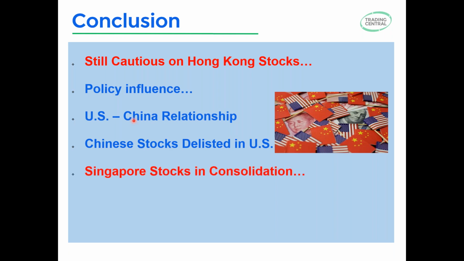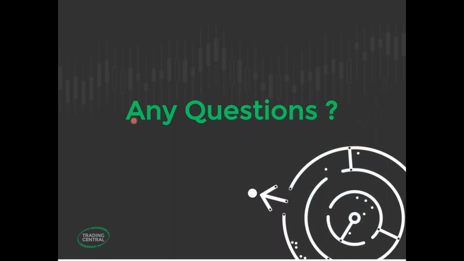Singapore stocks, as you can see, we have to see them return to the previous highs we saw in March and April to confirm a bullish view. Now it is still in consolidation, but you can look at those bank stocks. DBS is still in a bullish channel. So this is what I want to bring up for this month. Any questions? I can answer.